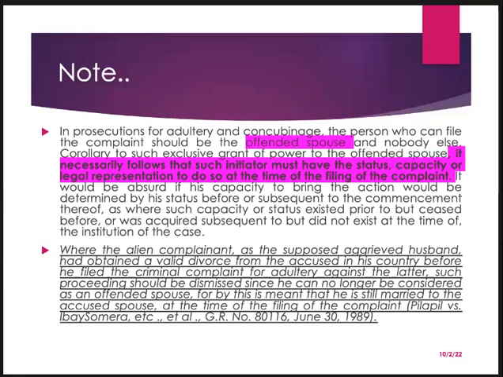For by this is meant that he is still married to the accused spouse at the time of the filing of the complaint. It should be remembered nga kung mo file ka ana, ma-offended spouse ka kung married pa mo sa imuhang asawa or imong bana at the time of the filing of the complaint. In this case of Pilapil versus Ibay Sumera, divorce naman siya when the alien spouse or alien complainant filed the complaint for adultery against the ex-wife. All right, so also remember that.